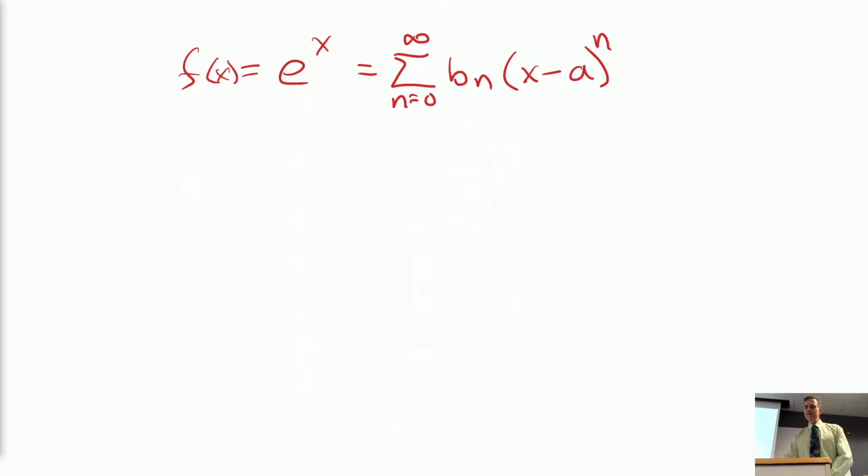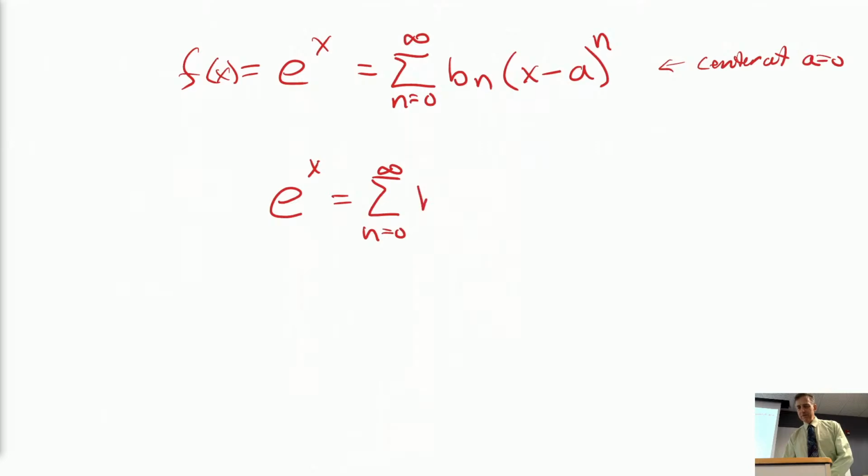But anyway, getting back to this, this particular power series, let's just say, for now, let's center at a equals 0. Just to make things easier, don't worry, we'll make it harder again momentarily. So let's say that I want to do this. e to the x is equal to the sum where n goes from 0 to infinity of b sub n times x to the n. Okay, so that is centered at 0 now.